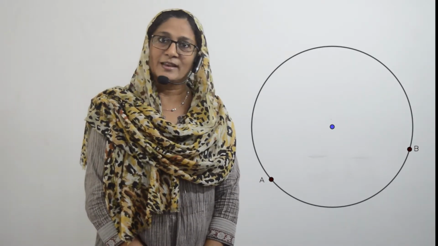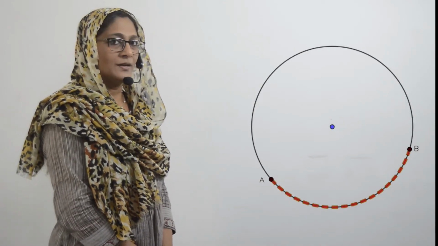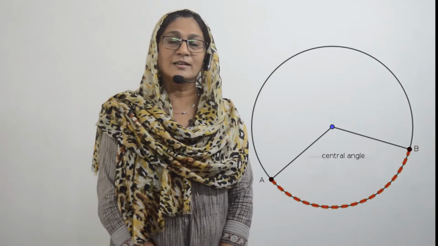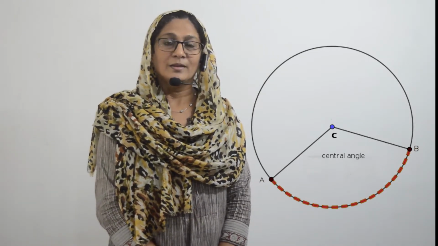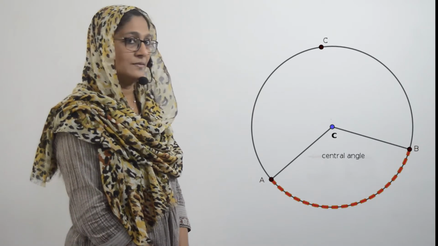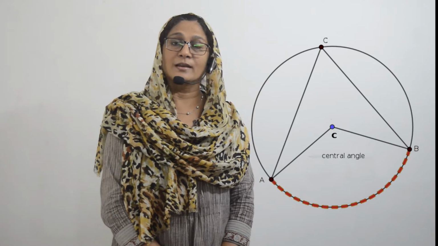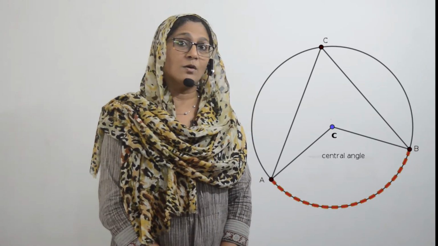Let us now think more about non-diametrical chords and the arcs made by them. The picture shows such an arc. We already know about central angles in 9th standard. I have drawn the central angle of the arc in dotted line. Let us say the central angle is C. Now let me draw an angle in the opposite arc, as you can see. What we need to know is the relation between the central angle and the angle in the opposite arc.